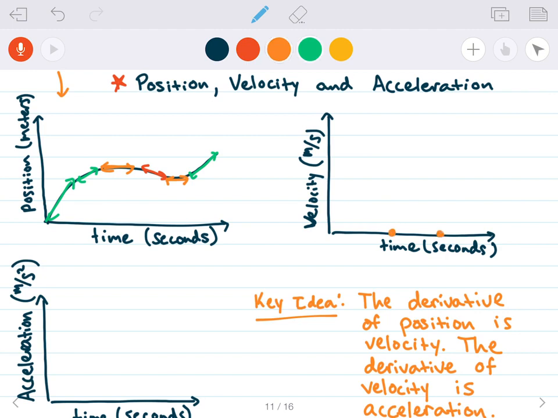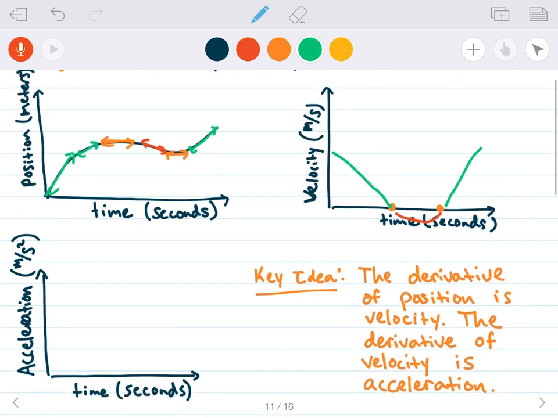Okay, and then it's going to be above. It's going to be above the curve until we get here. Then it's going to dip below. And then it's going to come back up. And so maybe it looks something like that. All right, so velocity is derivative of position.